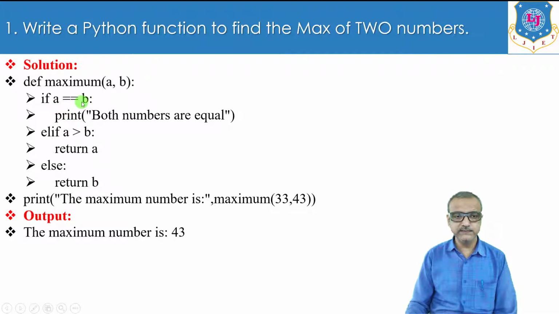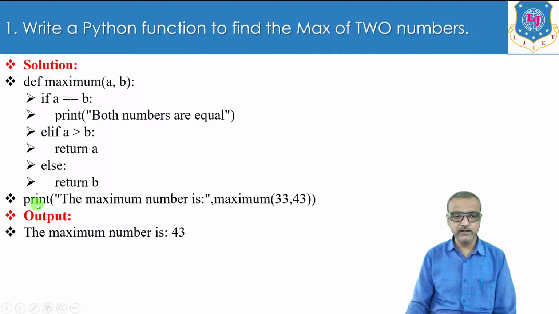If this condition is satisfied, then this statement will be executed, that is both numbers are equal. Here we are not writing the return keyword, so it will return None. And if this condition is satisfied, then it will return a. It means a is the maximum number among the two given numbers. Else it will return b. It means b is the maximum number among the given two numbers.